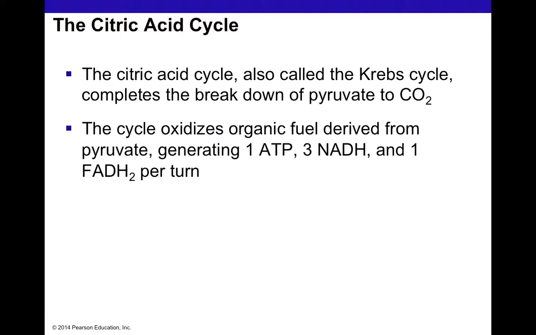This part of cellular respiration is where the cell finishes breaking down and extracting the rest of the energy from the pyruvate molecules. At the end of the citric acid cycle, one molecule of pyruvate produces one molecule of ATP, 3 molecules of NADH, and 1 molecule of FADH2. But remember, there are 2 pyruvates per glucose molecule, so there will be 2 turns, and these numbers will have to be multiplied by 2.